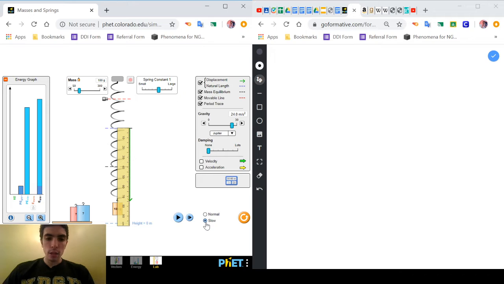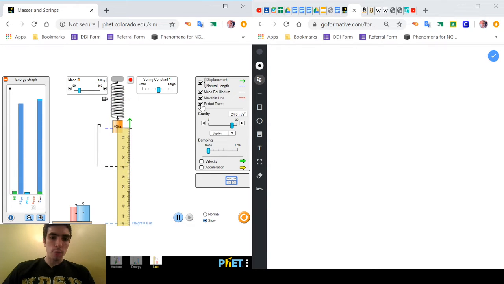So I have this clicked onto slow so that it's a little easier for me to do that. If you run the simulation on normal, it moves at a really fast speed and it's hard to pause it at just the right moment. It's already hard as it is, even when it's on slow. But I'll click play so that it starts going.